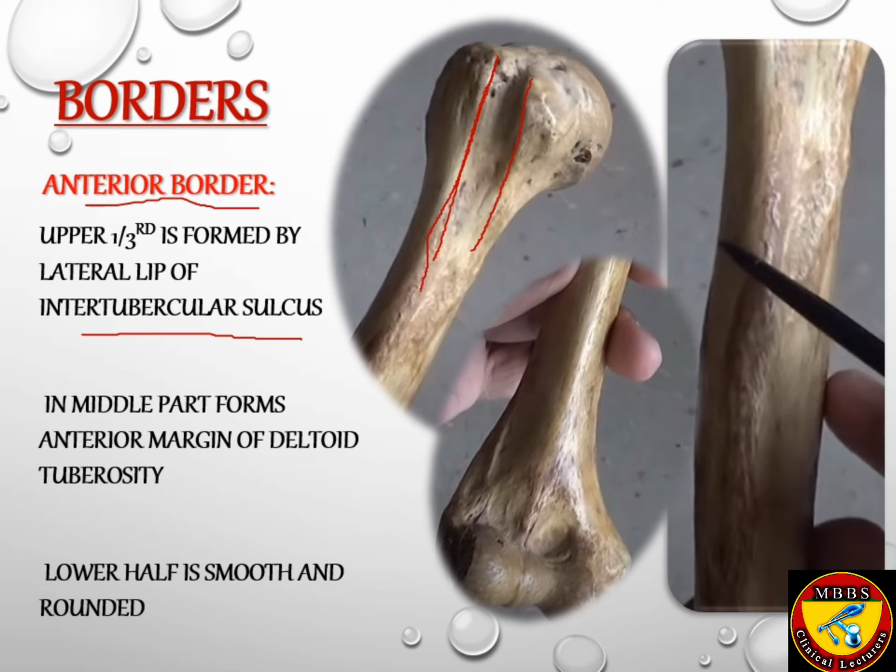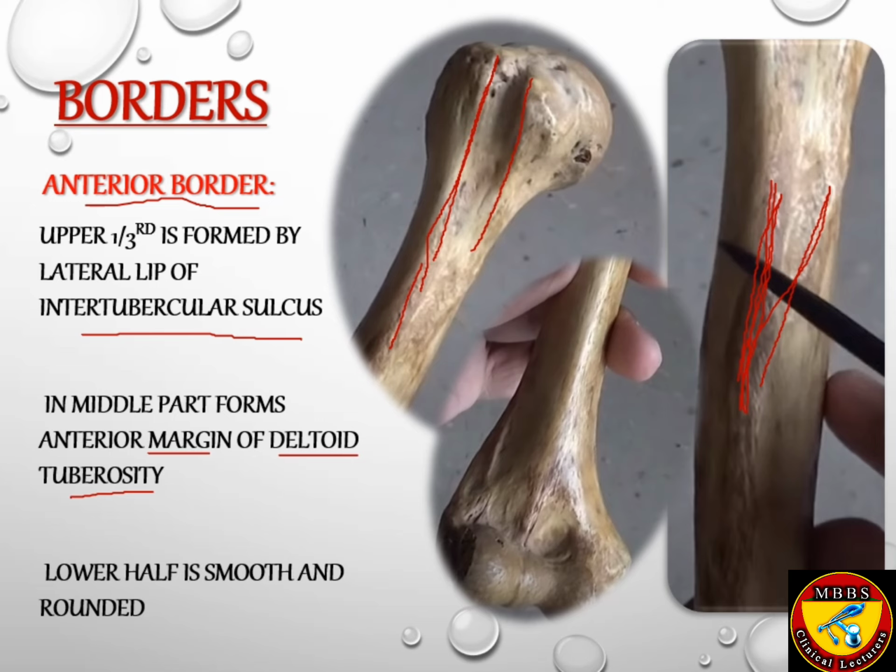In its middle part, it forms the anterior margin of deltoid tuberosity. The deltoid tuberosity is actually present on the anterior lateral surface, but this anterior border limits that deltoid tuberosity. This is the V-shaped deltoid tuberosity. This is the anterior lateral aspect, and the anterior border just limits the deltoid tuberosity.